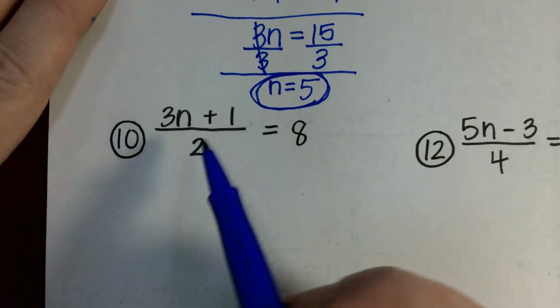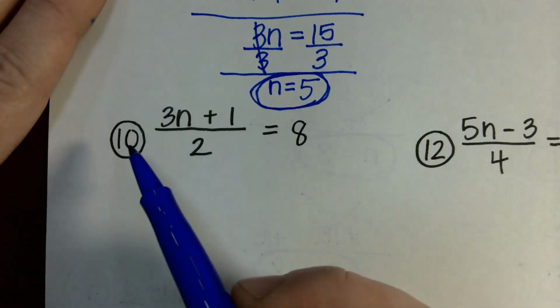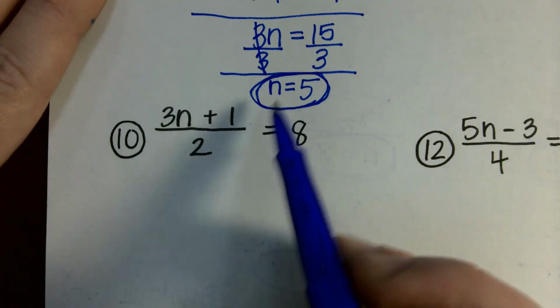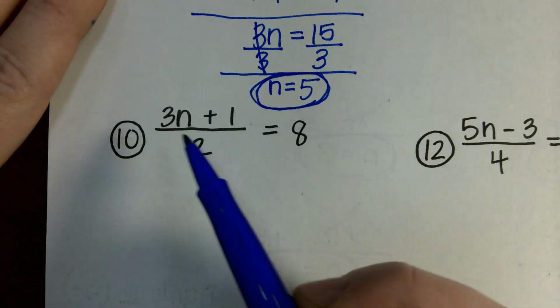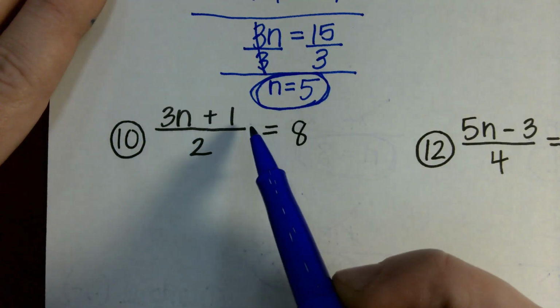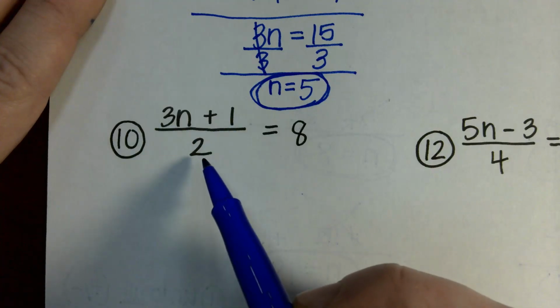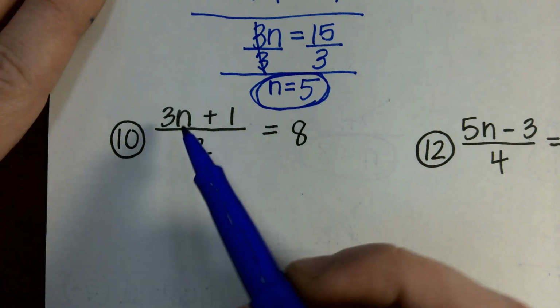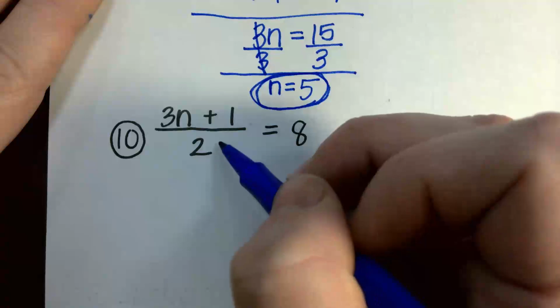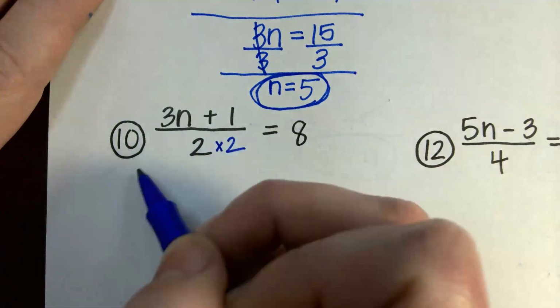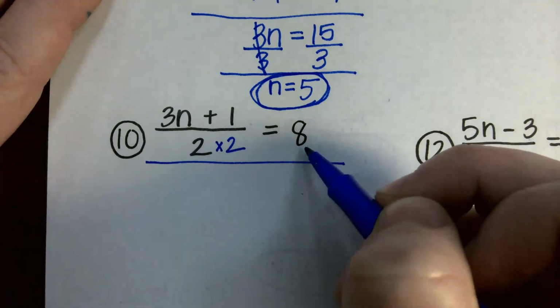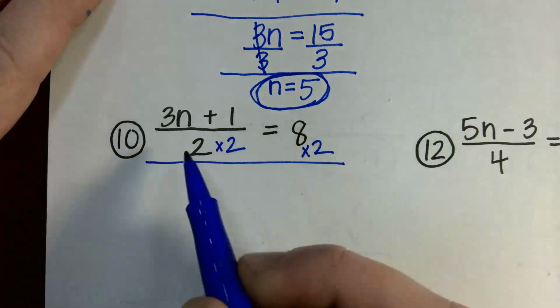So guys, our inverse operations are the same no matter how crazy it looks on top or bottom. This is just something divided by 2. So to get rid of division, we multiply. It's as simple as that. I'm going to take that times 2 on both sides. So my 2's are gone.